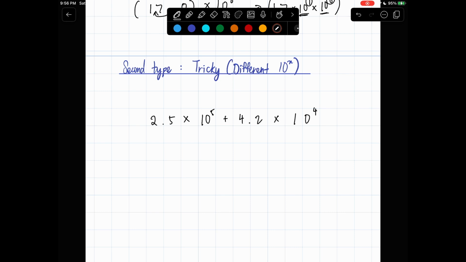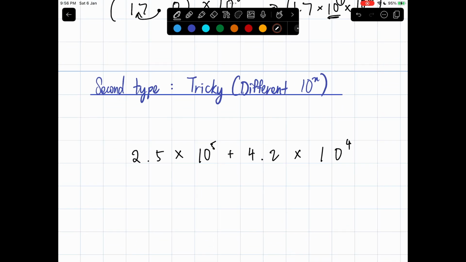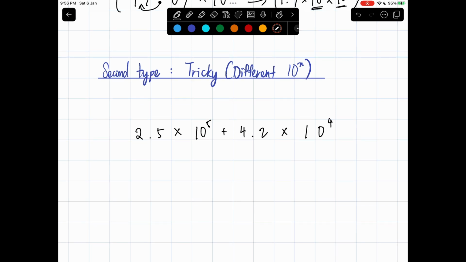So what we do here is we take out 10 to the power of 4 or 5. Here we'll take it down to the power of 4 because 4 is much smaller. So what I would do is I would factorize out 10 to the power of 4. So when we take out 10 to the power of 4 from this part, 10 to the power of 4 outside, so you will have 2.5 times 10, okay, times 10, and you will have plus 4.2 times 1.